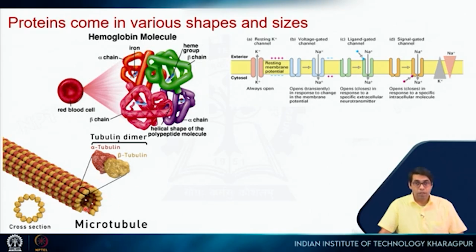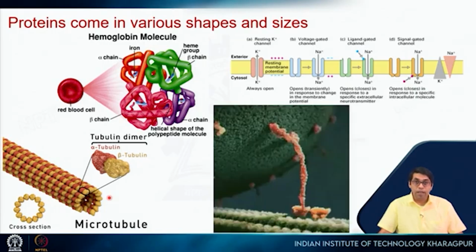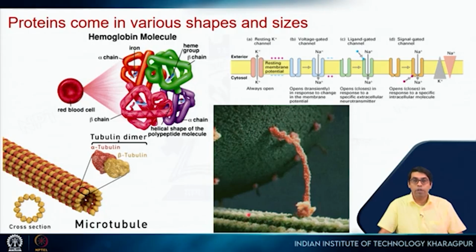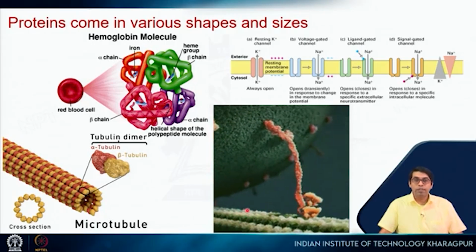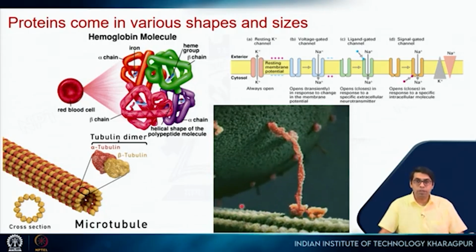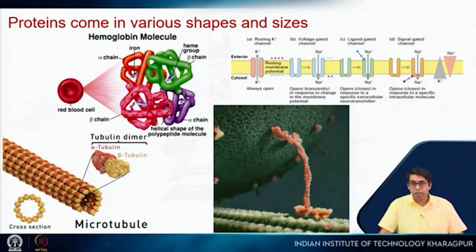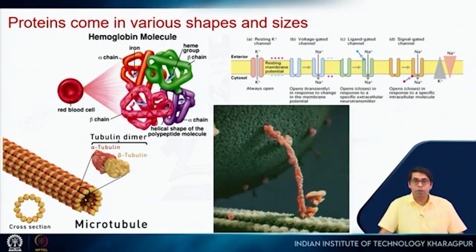Then there are proteins like this. This is called a microtubule, and it is formed of proteins which can form a polymer. So a protein itself is a polymer, but then these proteins themselves come together and form these huge structures. Microtubules are responsible for various things that happen inside the cell. They are responsible for the cell shape, and they are also responsible for transport of different molecules from different parts of the cell.